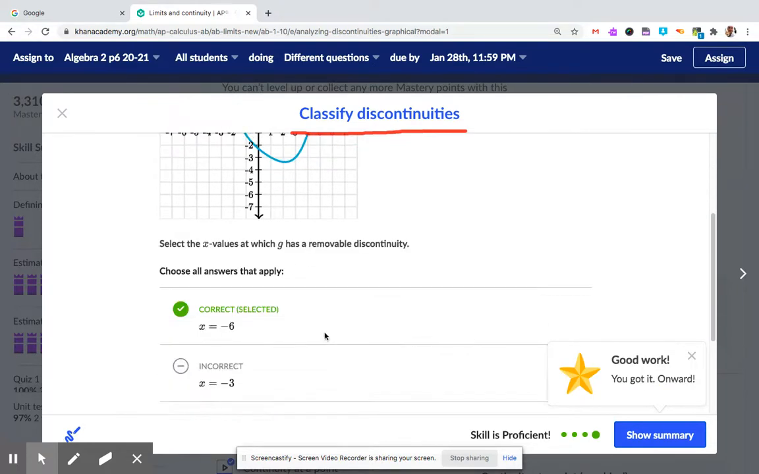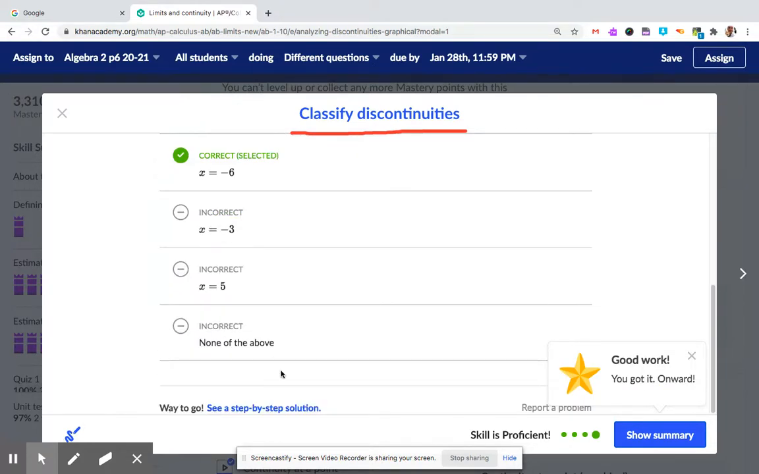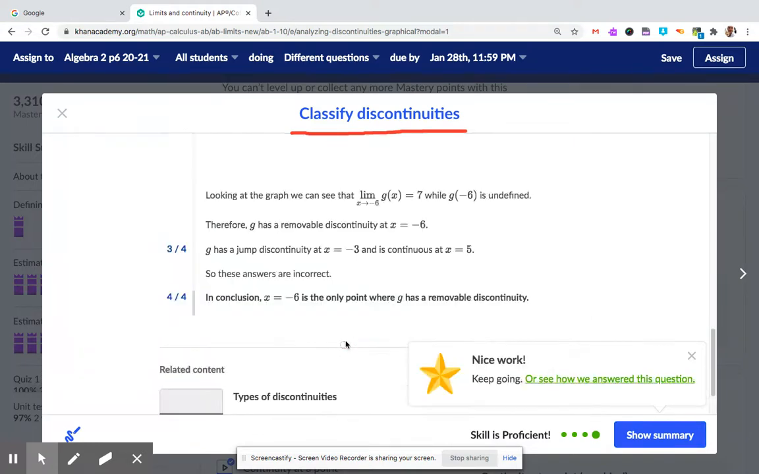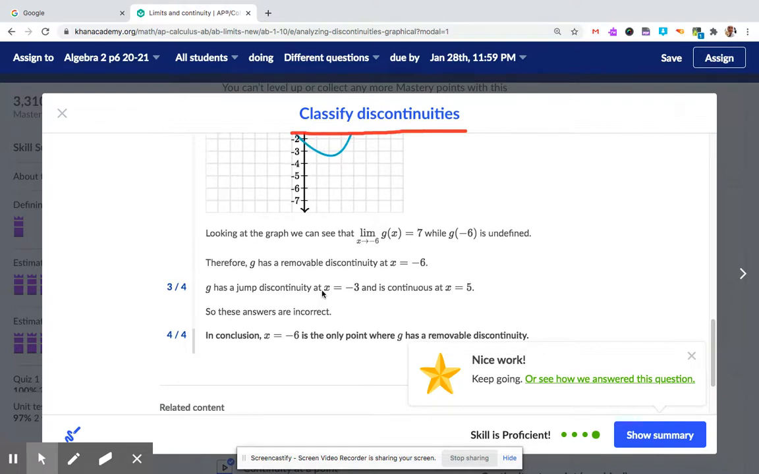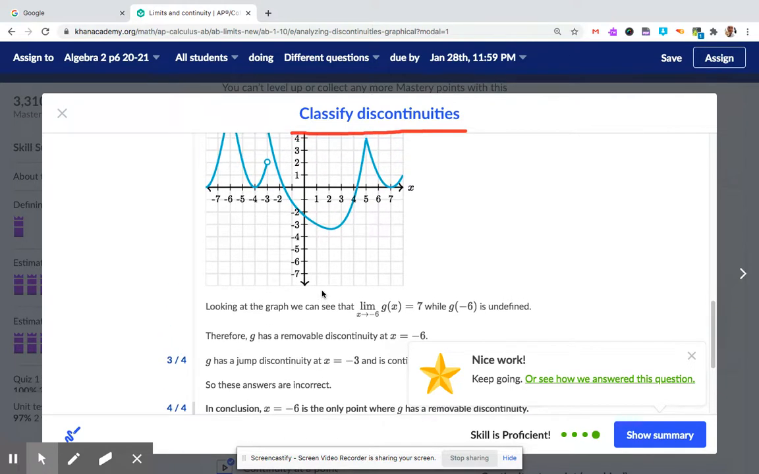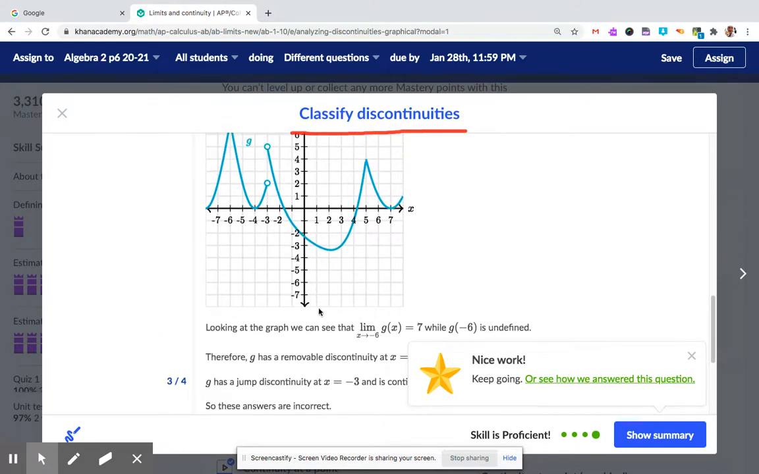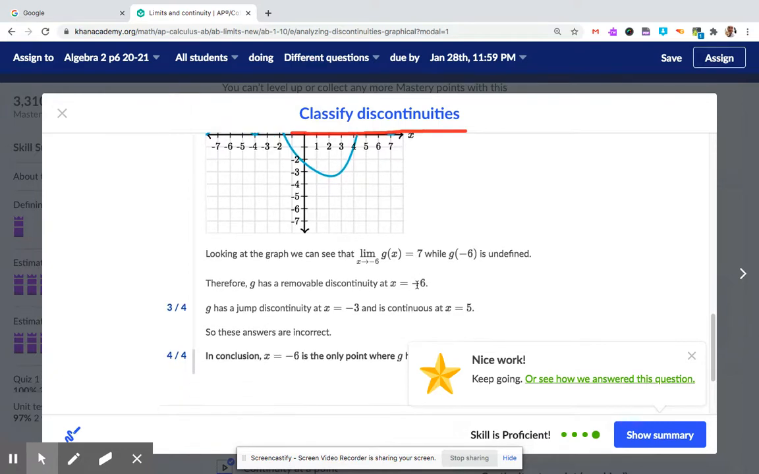If you're not sure or something's a little bit off, just make sure you refine yourself and look at the solutions if you need it. It would give you something like this. Looking at the graph, we can see that x equals -6 has that removable.